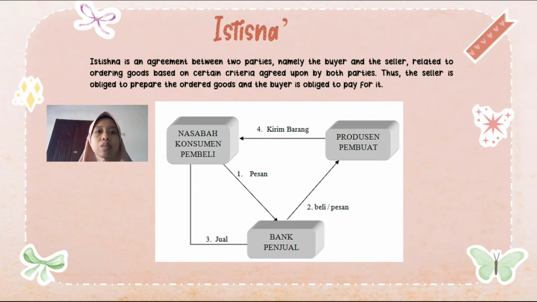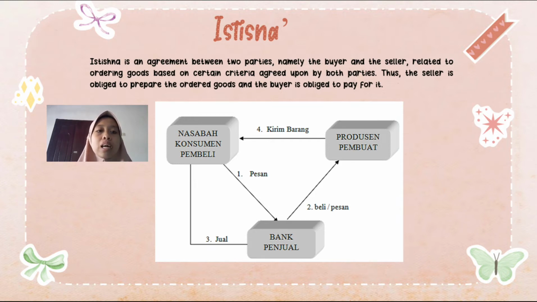Istisna is an agreement between two parties, namely the buyer and the seller, relating to ordering goods based on certain criteria agreed upon by both parties. Thus, the seller is obligated to prepare the ordered goods, and the buyer is obligated to pay for it. The explanation based on the istisna contract theme is that Islamic banks are positioned as seller.